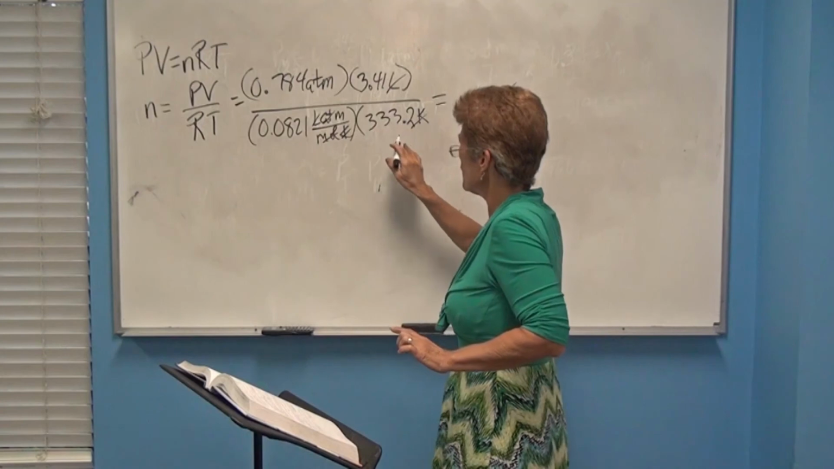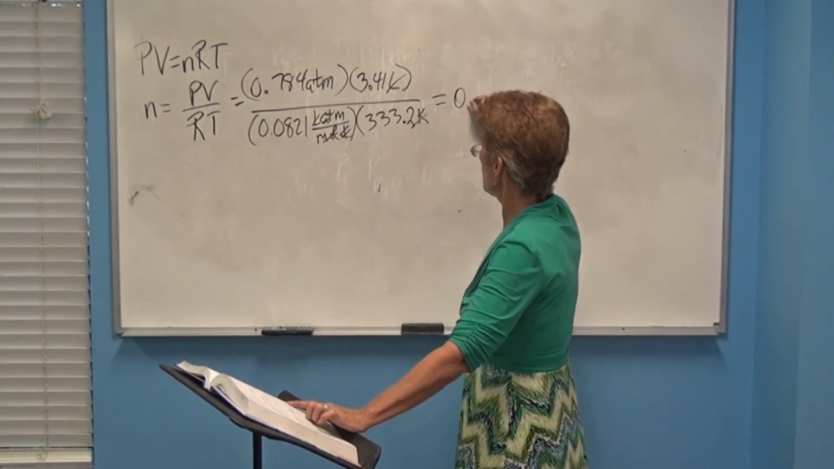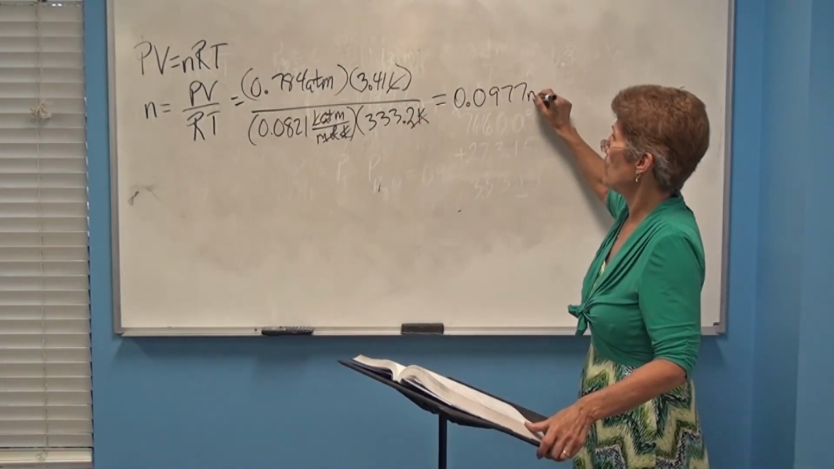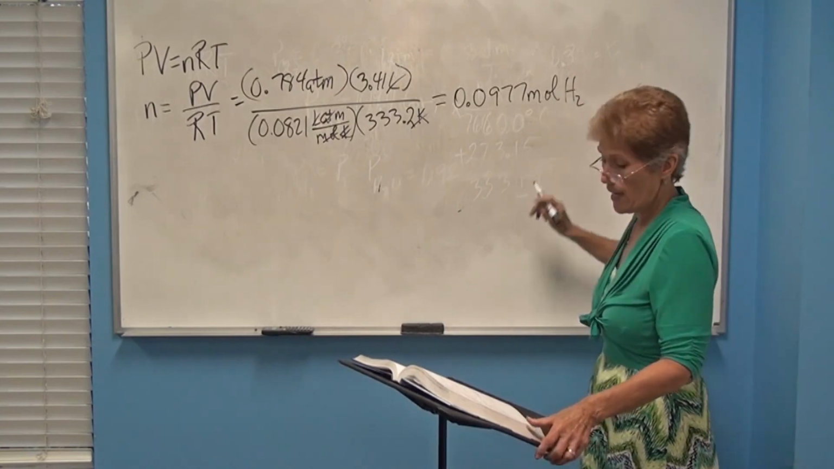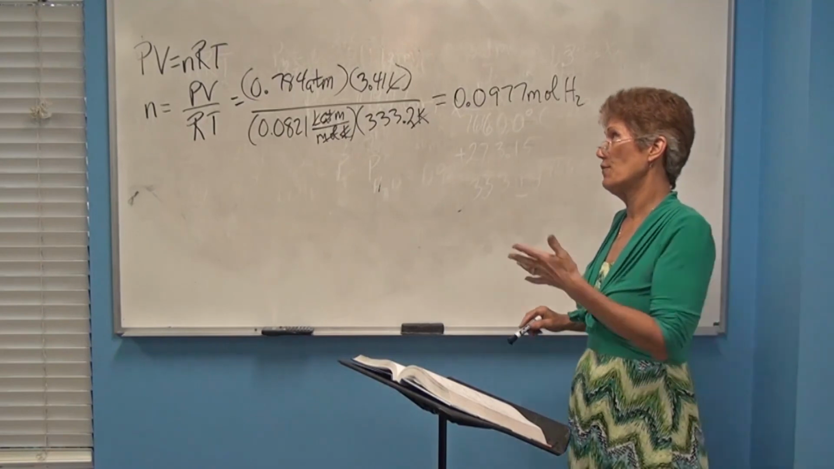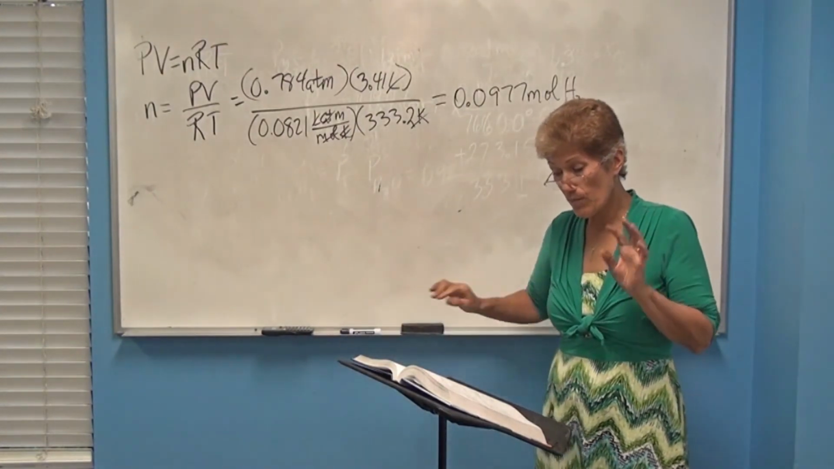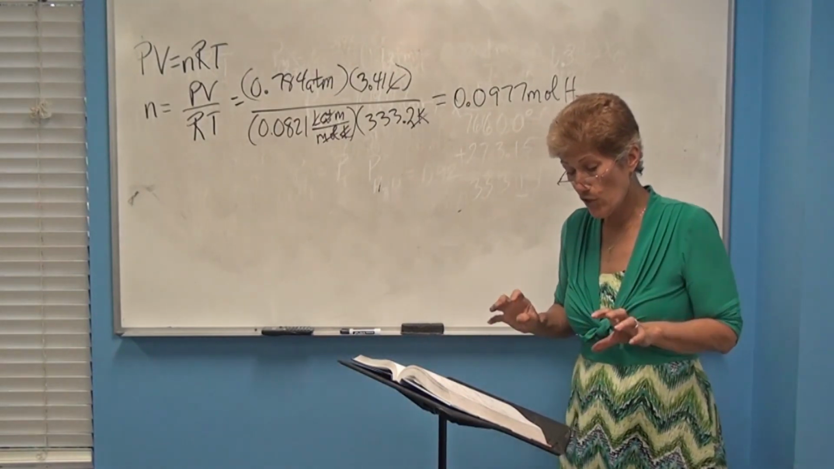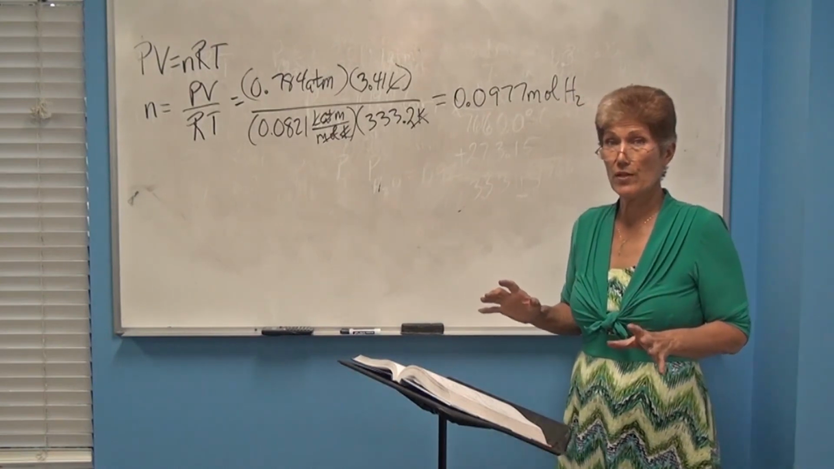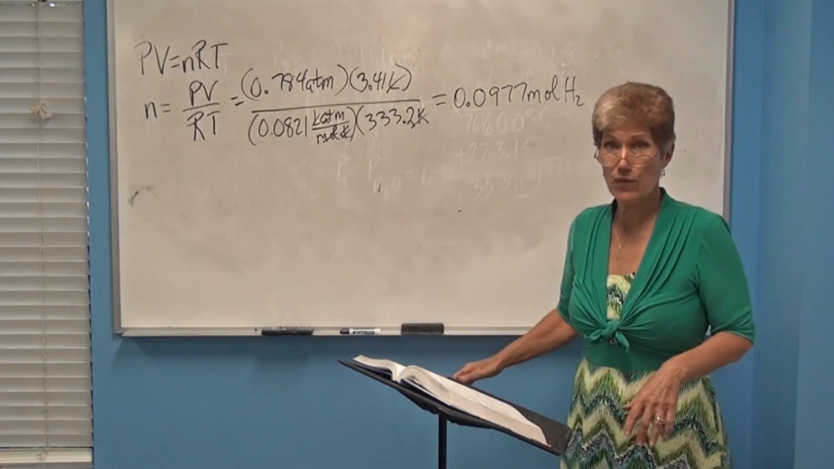And we have 3 significant figures and 4, so we're going to answer in 3. So it's going to be 0.0977 moles of hydrogen gas. The tricky part was the pressure. You couldn't just stuff in the pressure because that was the total pressure. And we knew that because it mentioned to us that the hydrogen was collected over water. So we knew we had to take a partial pressure there to find the partial pressure of the hydrogen and put that in. And then everything else was fairly straightforward.